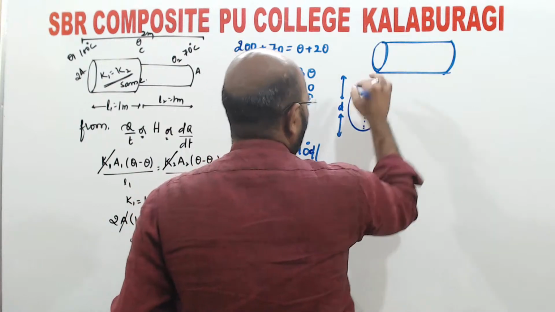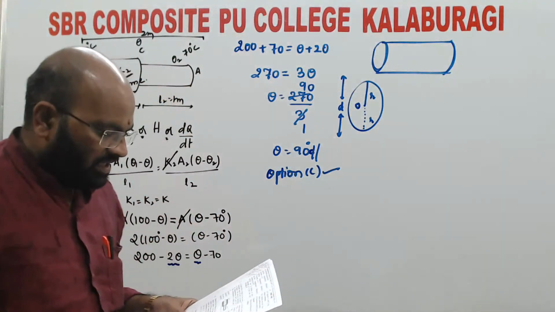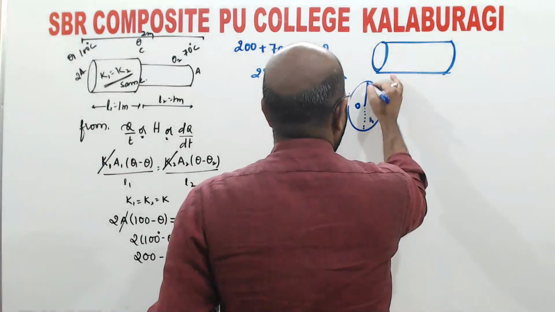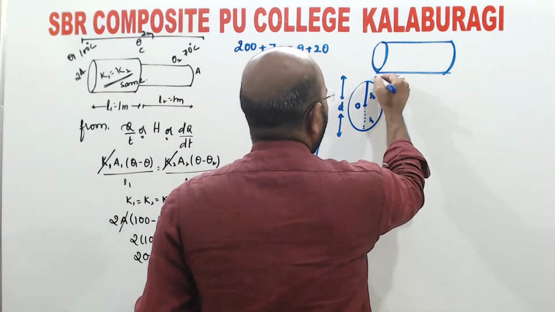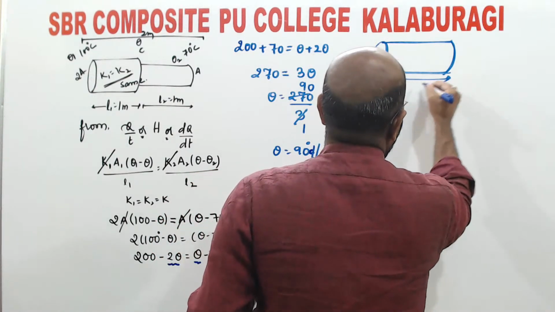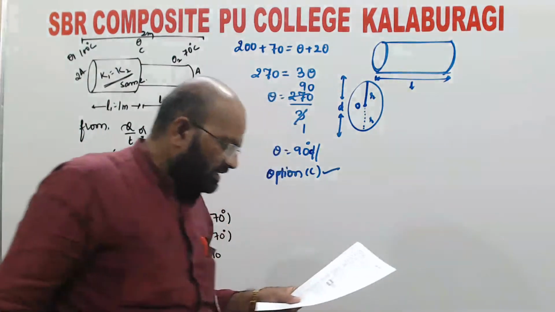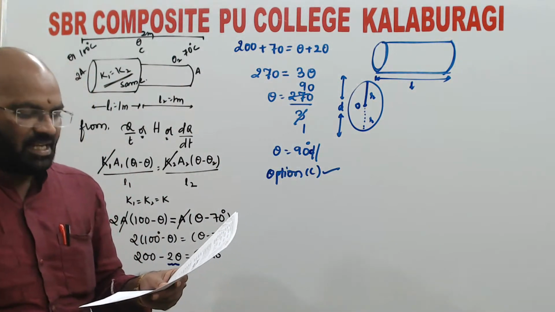So 2 times the radius is called the diameter. The given condition is that the radius of the circular rod is R, and the length is L. Each is made of the same material.